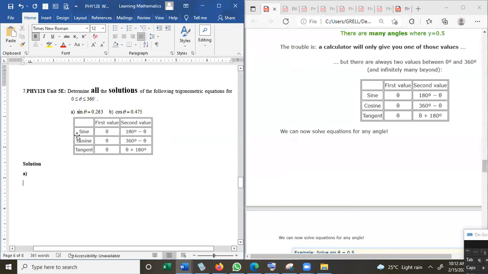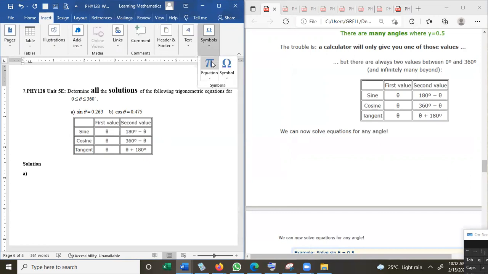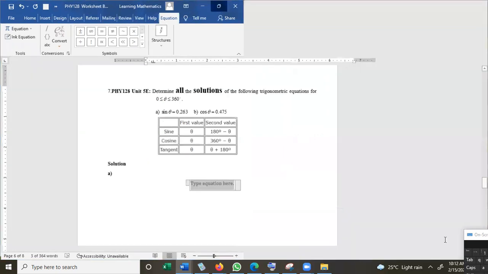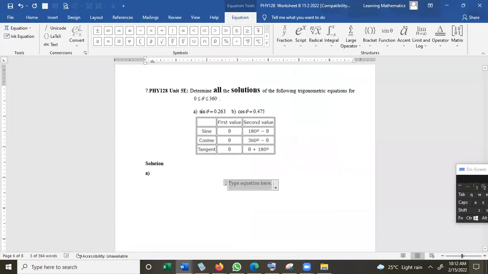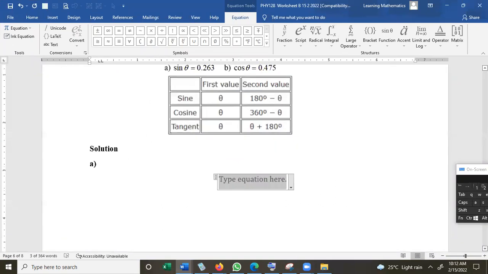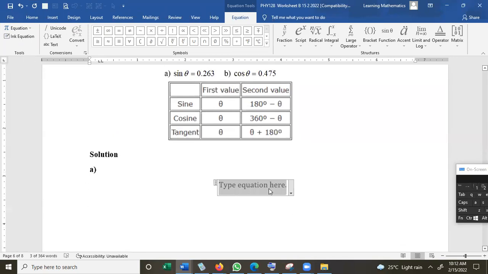Okay, so it says determine all the solutions of the following trigonometric equations for 0 to 360 degrees for sine theta is equal to 0.26. So you go to insert, you go to equations, and then we can increase this a little bit just for visuality. Okay, and type here theta now. That will give us our first angle, which is the acute.